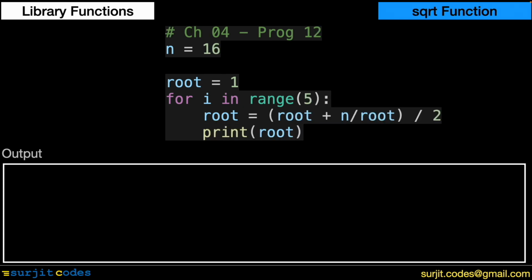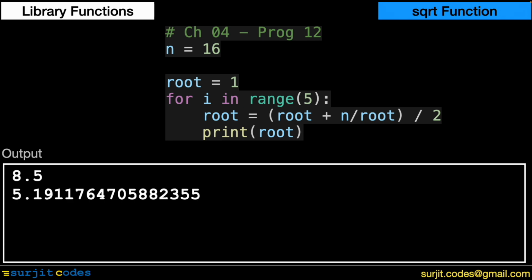I would also like to discuss the Newton-Raphson method for finding square root of a number. In this, we have to assume a trial root in the beginning. For n is equal to 16, we assume here 1 as the trial square root. The average of root and n by root is a better square root of n. 8.5 is closer to the square root of 16 than 1. So in the next iteration, we take 8.5 as the trial square root.